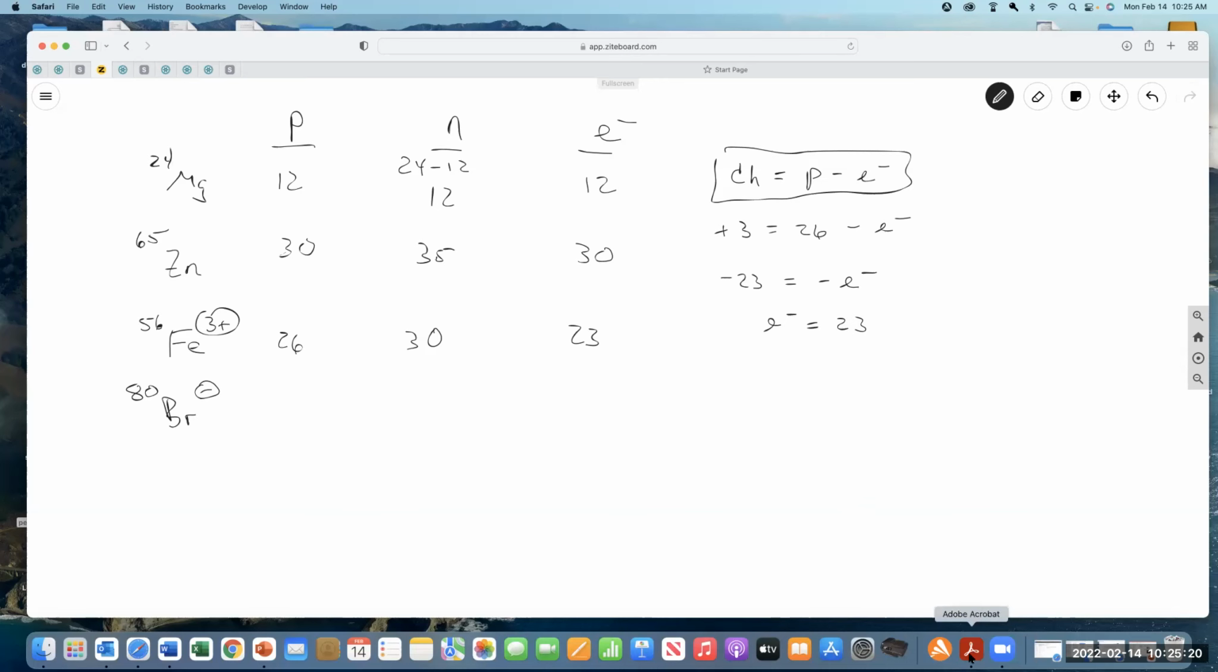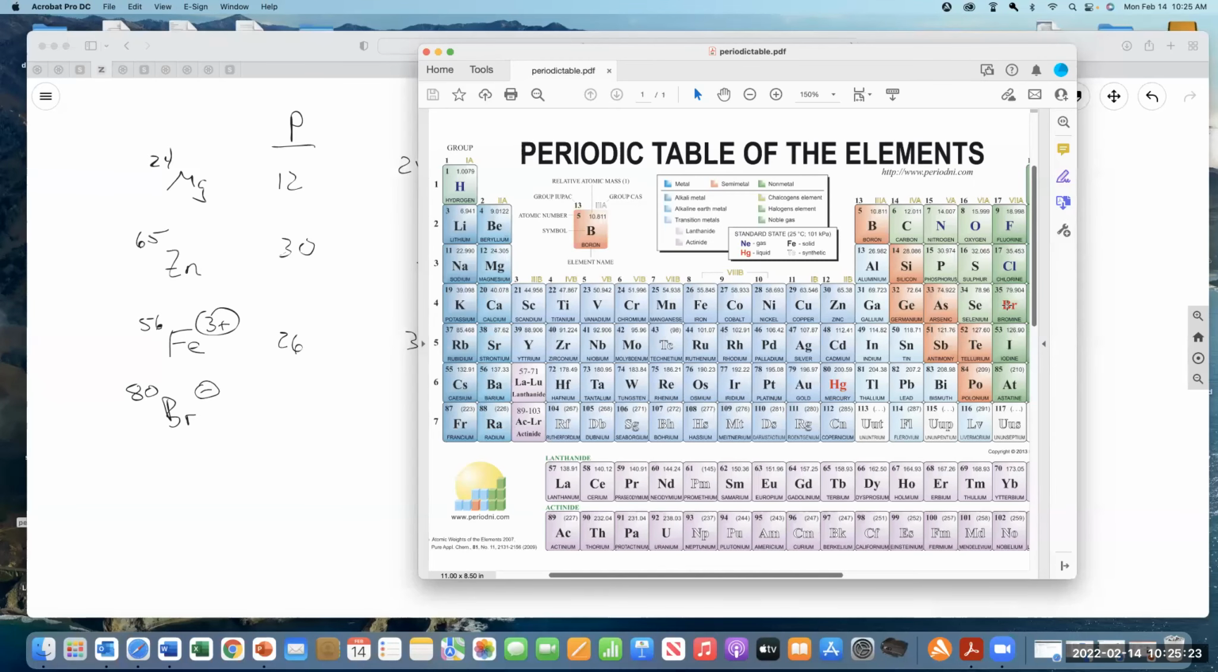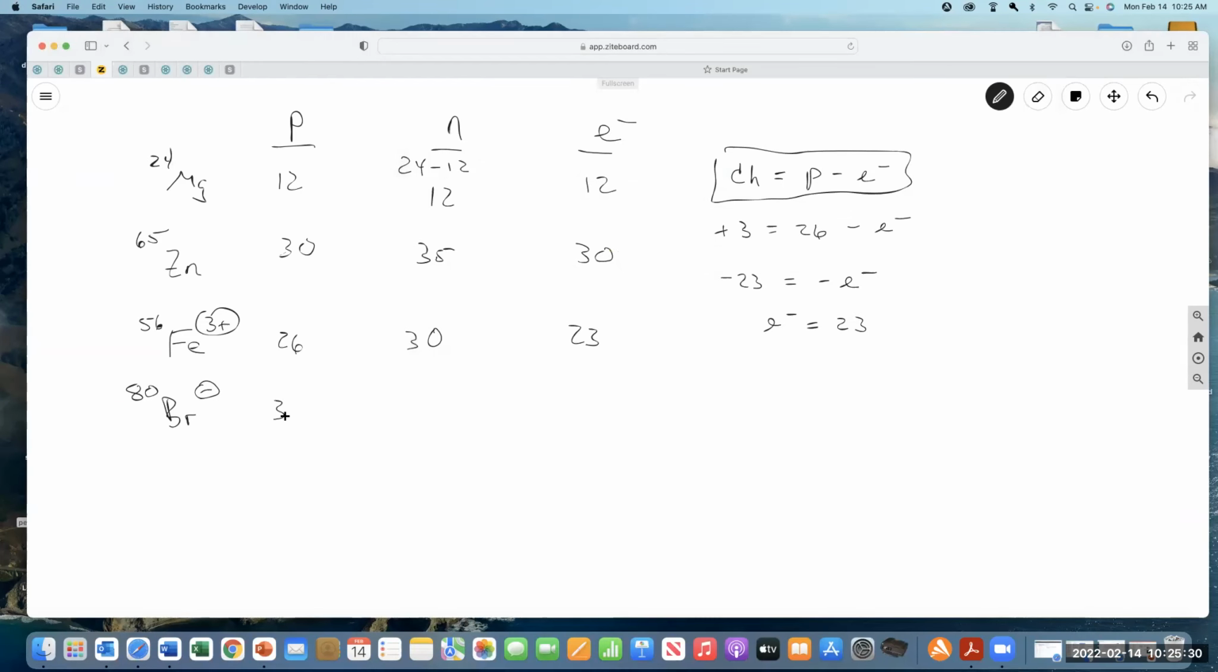All right, so bromine is right here. How many protons does bromine have? 35. Very good. There's 35 protons. How many neutrons does bromine have? 45. And again, 80 minus 35 is 45. Always, always, always do the protons first, because if I made it 34, that wouldn't be bromine, it would be selenium. So bromine, 35. And how many electrons does this have?